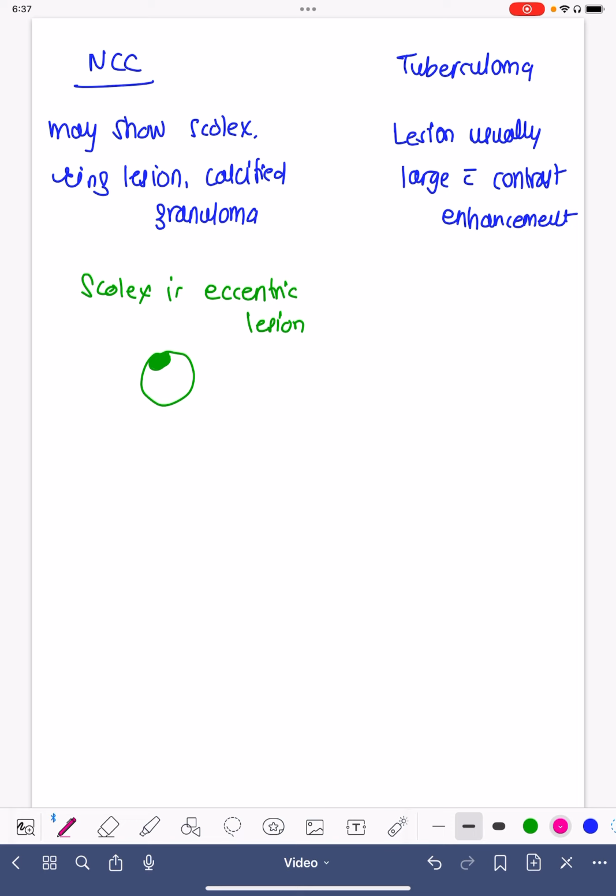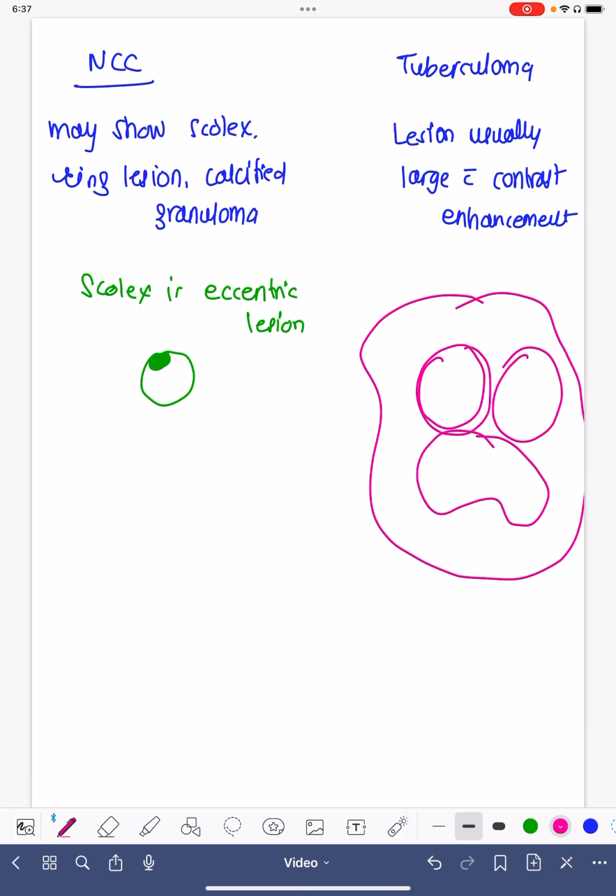And whenever we are talking about the different lesions that may be presented with these diseases, tuberculomas are usually large, they may conglomerate, they have significant edema, whereas in NCC, they are very small and they may present in different formats. So they may present as a ring enhancing lesion, they may present as a calcified granuloma, or they may present as a scolex lesion.